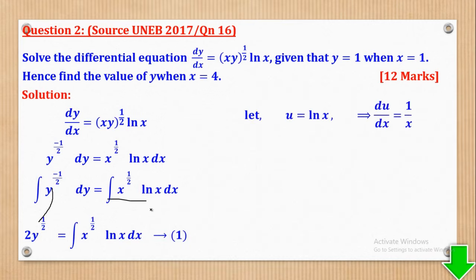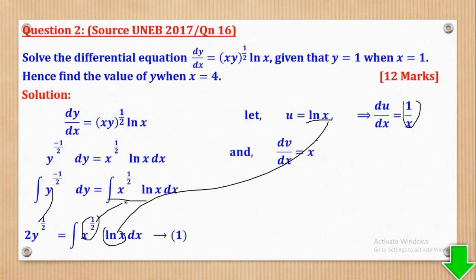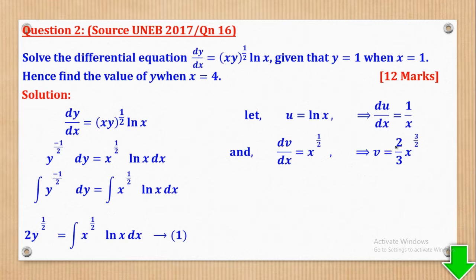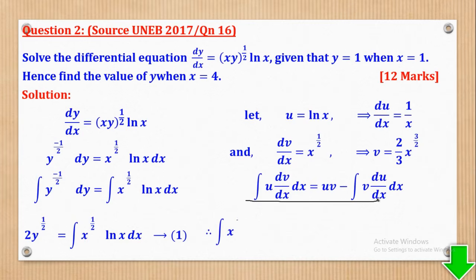So what we shall do, we shall let u be equal to this, and therefore du/dx, when I differentiate this, gives me 1/x. Now this other part will become our dv/dx, therefore dv/dx will be x to the power half. When I integrate it, I'll come up with v equal to 2/3 x to the power 3/2. Then I'll quote the formula for integration by parts, then I'll substitute.